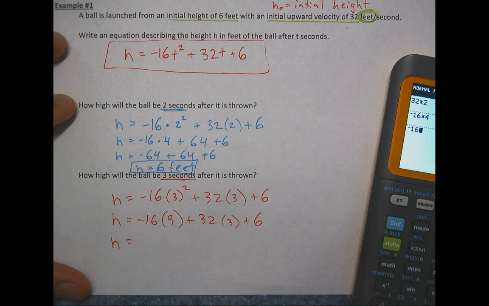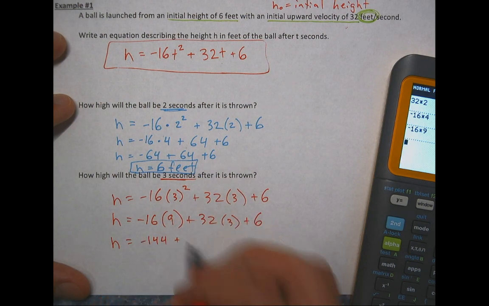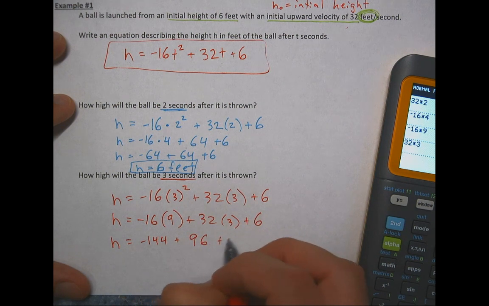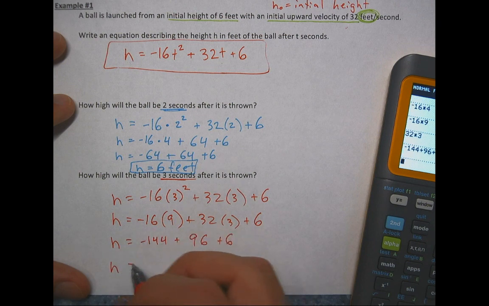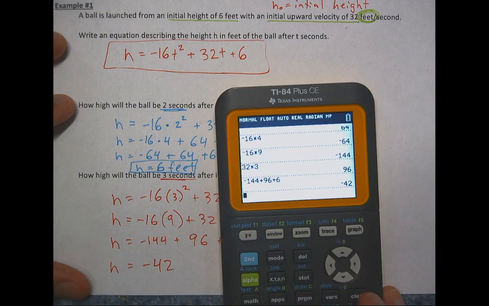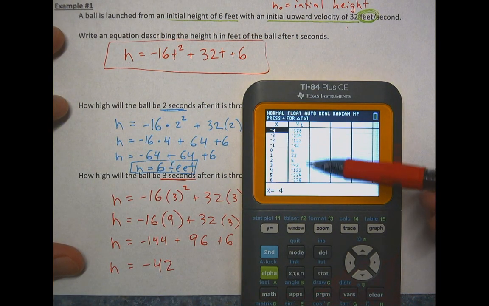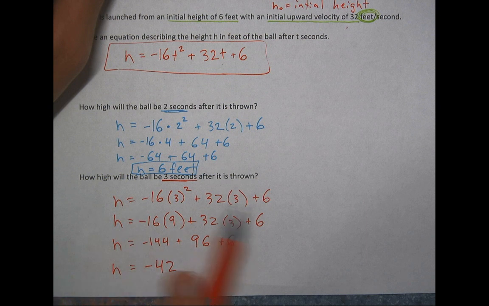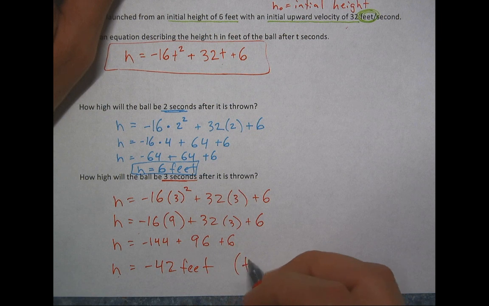All right, let's run the numbers here. So negative 16 times 9 is negative 144. 32 times 3 is going to be 96 plus 6. And so if we run this all the way across, negative 144 plus 96 plus 6, h equals negative 42, which again we could have found in our table because we plugged in this initial equation into our calculator, and there's your negative 42. Now, if this was actually talking about a regular circumstance, you wouldn't say the height is negative 42 feet. You would say the ball is on the ground.